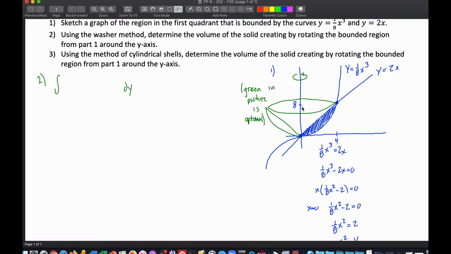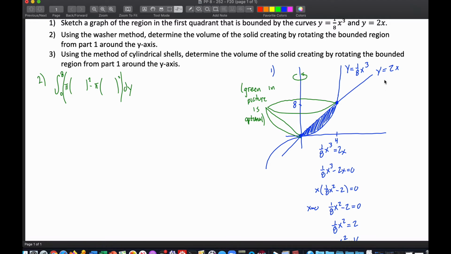The first one being at 0, the last one being 8, and infinitely many in between the two. I want to integrate from 0 to 8. My integrand will be pi r squared minus pi r squared, where the two different r's are just the inner and outer radius respectively. And as this dy indicates, we need our variable in here to be y, meaning we need these curves solved for x.